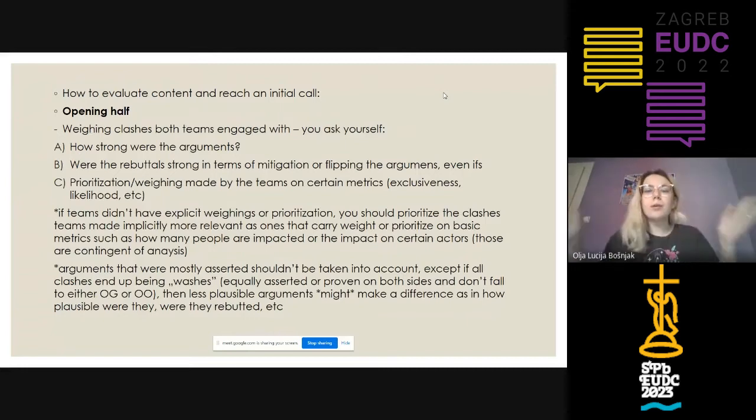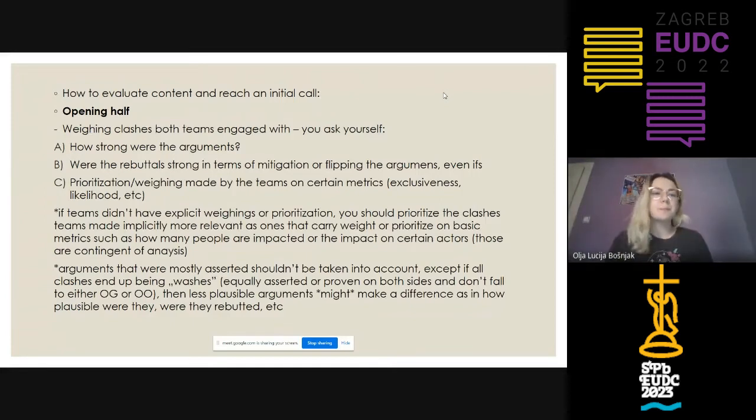So how would we evaluate top half weighing clashes that both teams engage with? I think the easiest way is to go by clashes and how the arguments clash, in terms of what metrics, what was mostly talked about, etc. A few things you should ask yourself: one, once they pinpoint a clash, how strong were the arguments and the claims on both sides within this clash? Secondly, were the rebuttals strong from both teams? Was it only mitigation, which slightly mitigates the likelihood of this claim, or was it completely flipping it, making it into their own positive claim? Were there good even ifs, etc.?